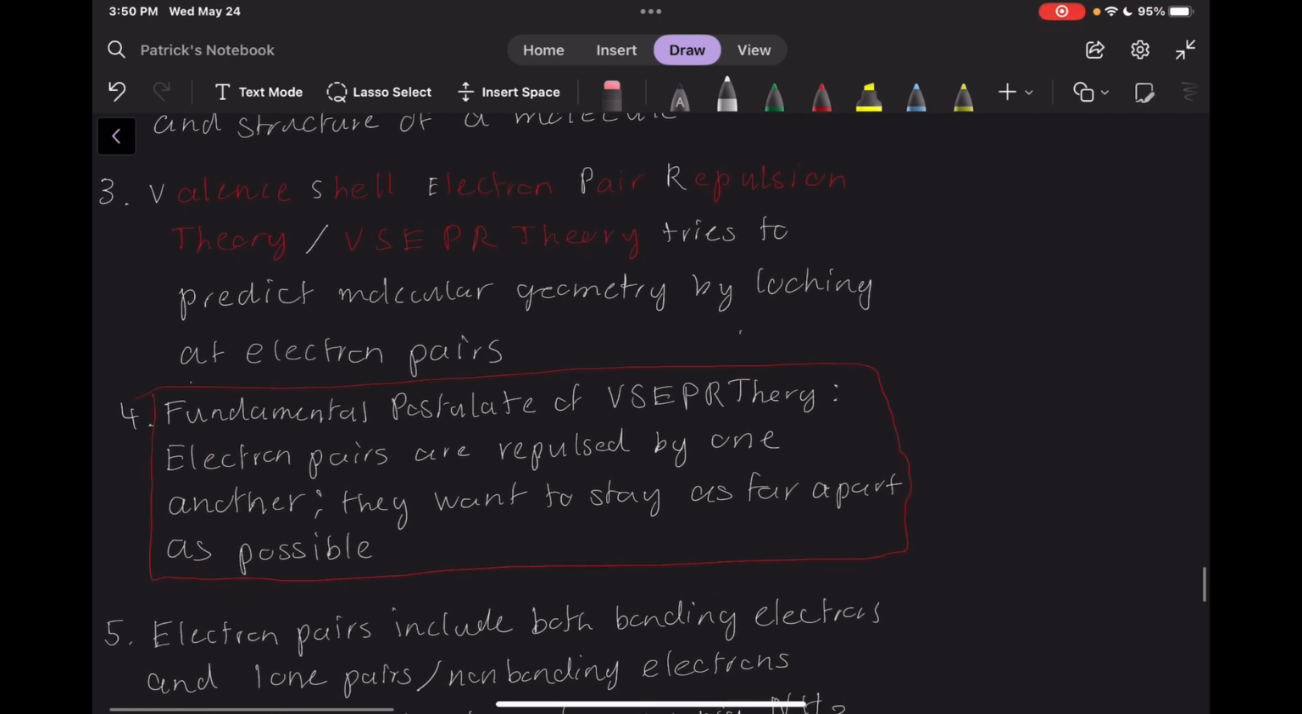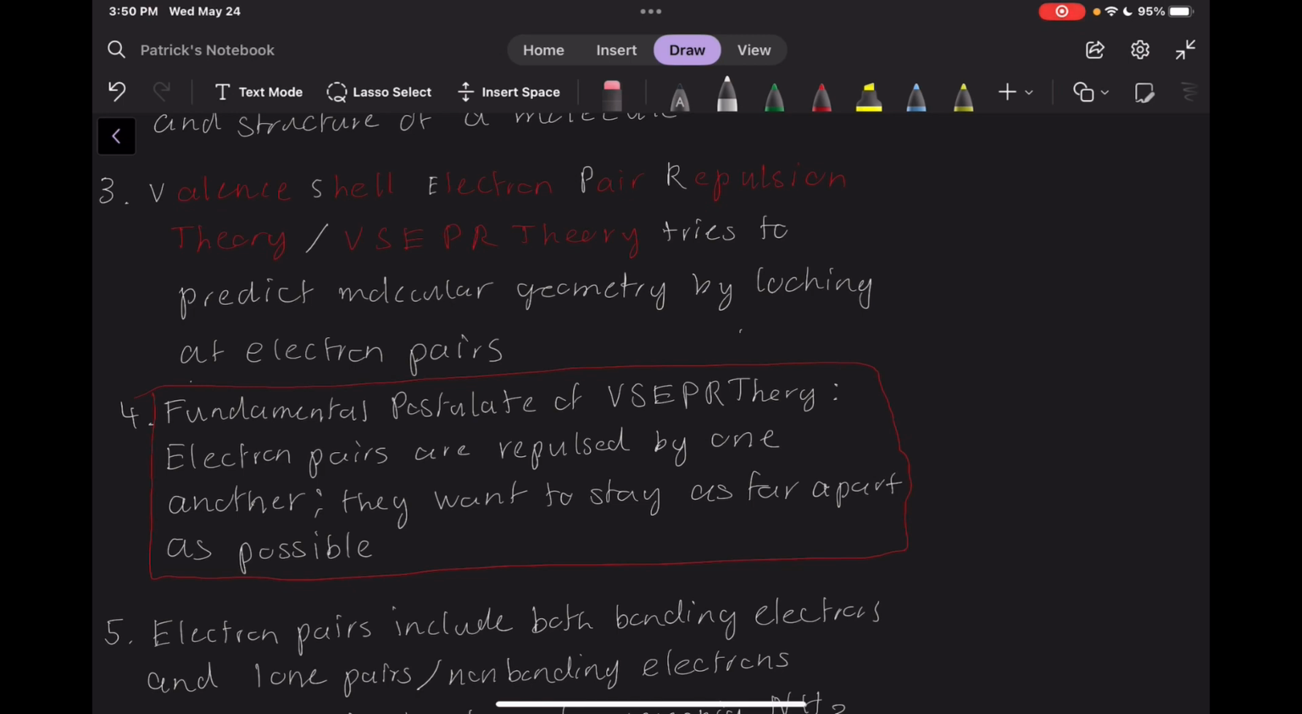Our primary tool for studying molecular geometry is the valence shell electron pair repulsion theory, also known as VSEPR theory because its longer form is quite the mouthful. VSEPR theory tries to predict a molecule's geometry by looking at its electron pairs. This is the fundamental idea or postulate of VSEPR theory. Electron pairs are repulsed by one another, so they want to stay as far apart as possible.